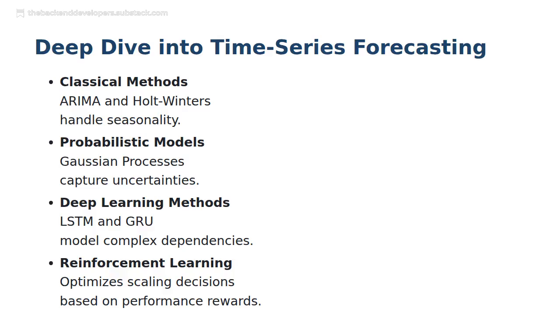Understanding time series forecasting is crucial for adaptive autoscaling. Classical methods like ARIMA and Holt-Winters excel in managing seasonality, while probabilistic models like Gaussian processes effectively capture uncertainties in data. Deep learning techniques, specifically LSTM and GRU, allow us to model intricate dependencies over time. Lastly, reinforcement learning enhances our approach by optimizing scaling decisions based on performance rewards, ensuring efficient resource utilization.